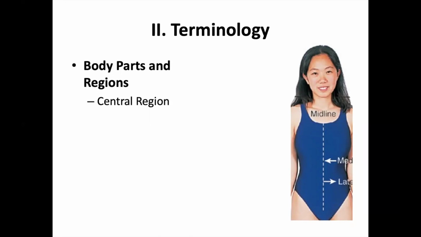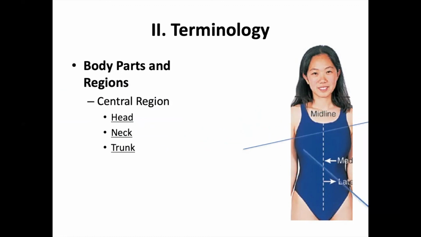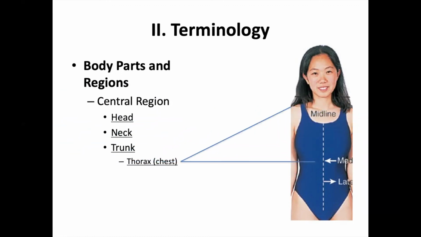Moving on to the rest of your body, the central region is made up of your head, your neck, and your trunk. I only use the word trunk because that's what your textbook uses. You also know it as your torso. I would accept that as well. Trunk or torso is fine. Your trunk or torso is made up of its own sections.